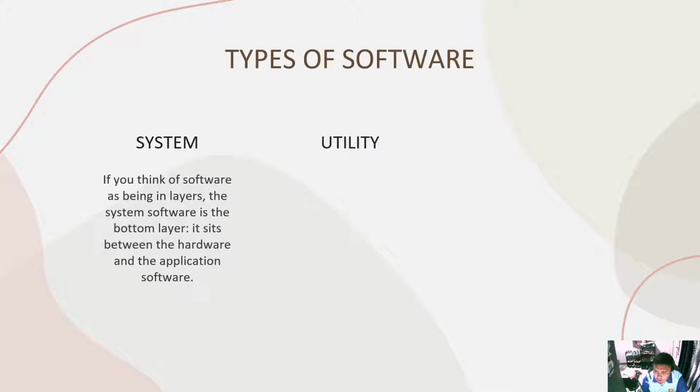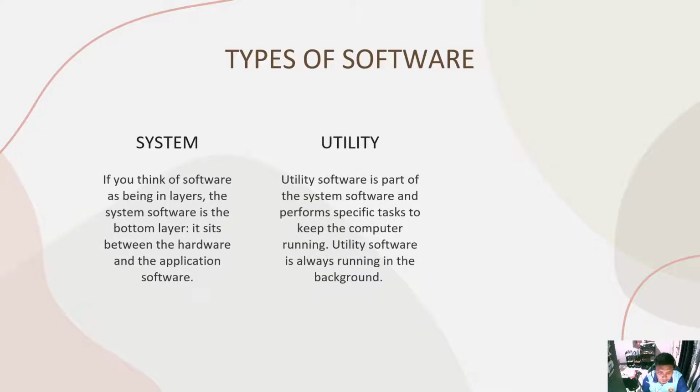Next, we have utility software. Utility software is a part of the system software and performs specific tasks to keep the computer running. Utility software is always running in the background. When you say system, it might include operating systems.